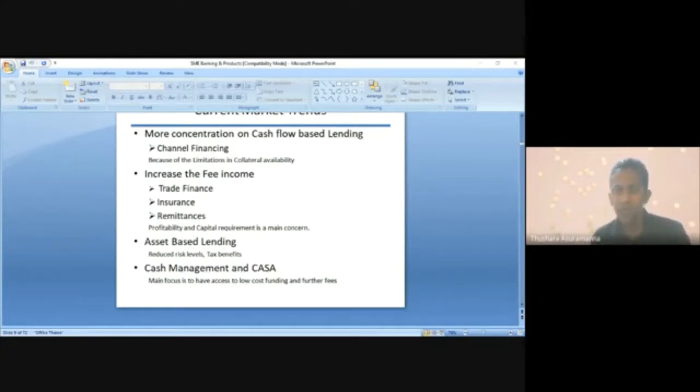Okay, so then that's a number two. Asset-based lending also, like pawning, gold loans, hire purchase, there may be some tax benefits to an extent. Risk levels also now come down. Good concentration. But rather than doing all working capital, rather than doing all long term, you move to the asset-based funding also. That's why many banks now opt to do their own leasing than subsidiary.